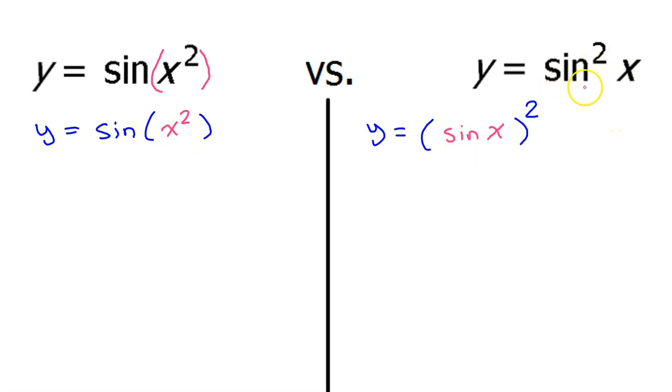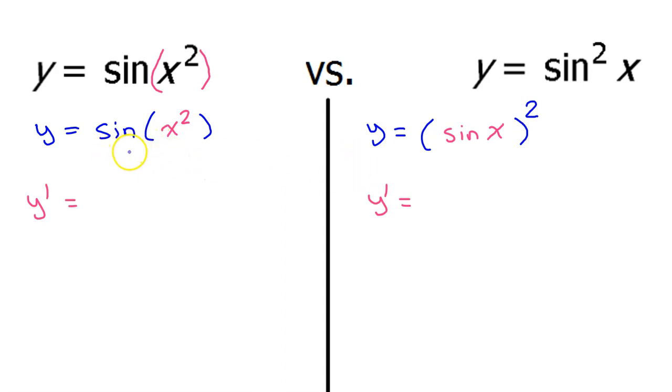If the whole function is to be squared, meaning sine x times sine x, that's when you put the exponent in the middle like this. So y equals sine squared x means sine x, whole thing, is being squared. So it's the reverse of what we saw before. This time, sine x is the inner function, and the squared part is the outer function. Either way, we are going to need the chain rule.